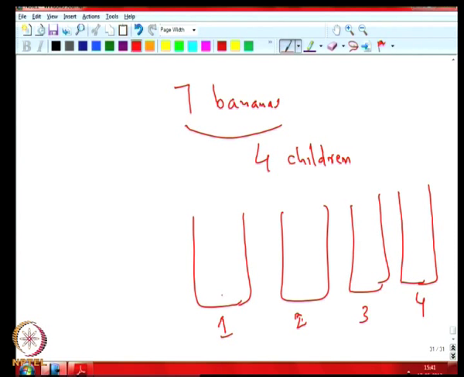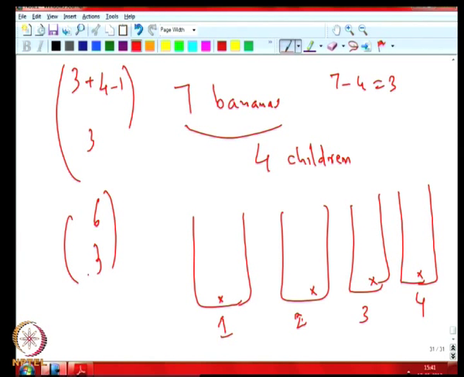So, that means one should go here, one should go here, one should go here, one should go here. So, 7 minus 4, only 3 is left. Now, 3 should be distributed to 4 children. Now, we know 3 equals R, because R identical balls, because bananas are identical here. The bananas correspond to the identical balls, and the children correspond to the bins, right. So, 3 plus 4 minus 1 choose 3. That means 6 choose 3 ways.